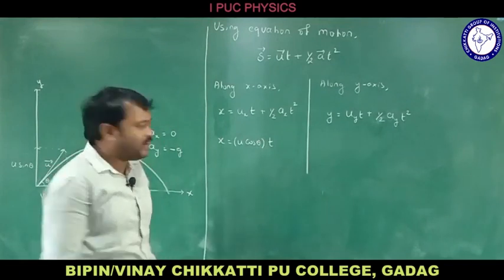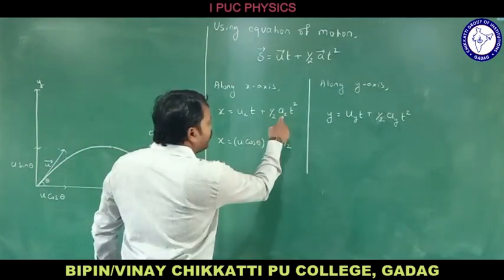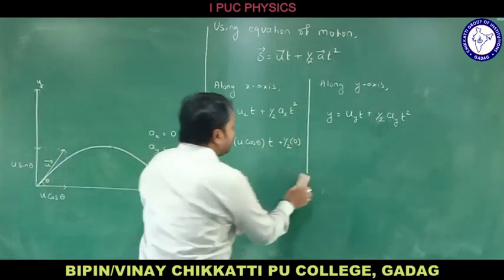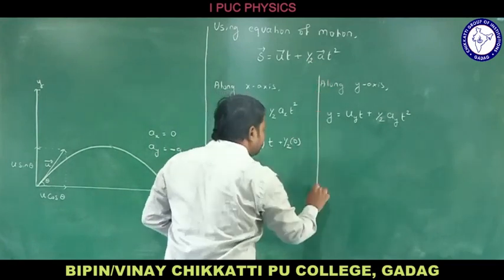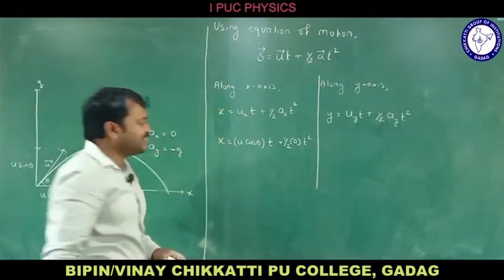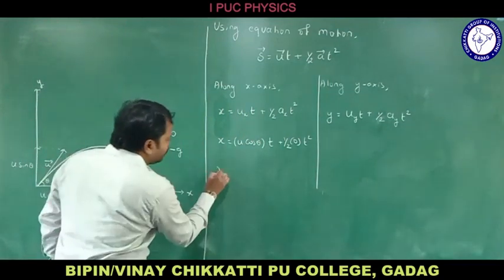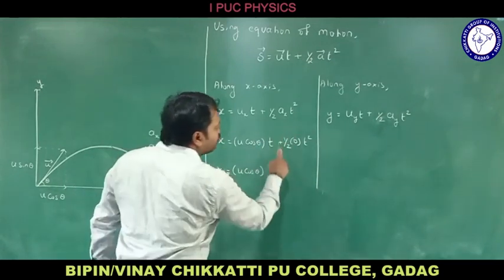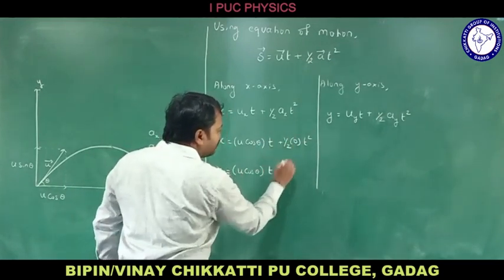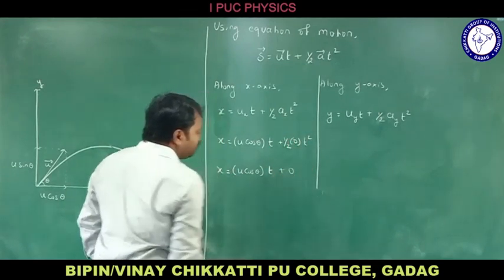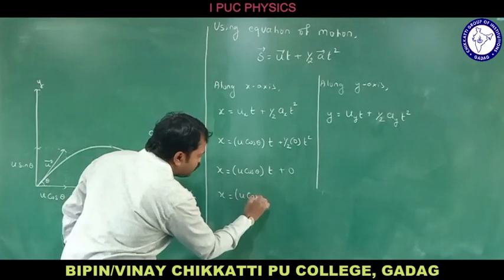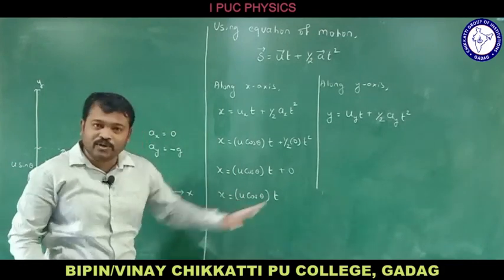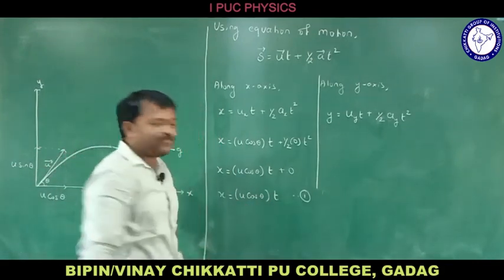Shall I take t here? Okay, next, plus half. What is ax? Ax is zero. Let me take it as zero. Okay, let me make some space for it. And time, we will be writing as t square. What will x be equal to? X equal to u cos theta into t, because this term will become zero, as zero into something is zero. What do I get? X equal to u cos theta into t, and let me take this as equation number one.